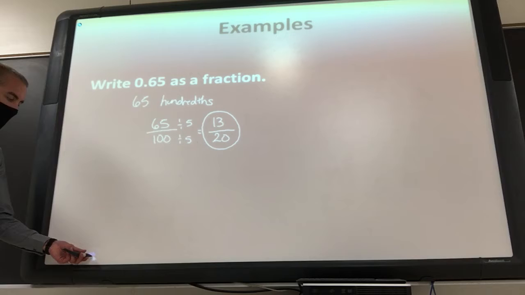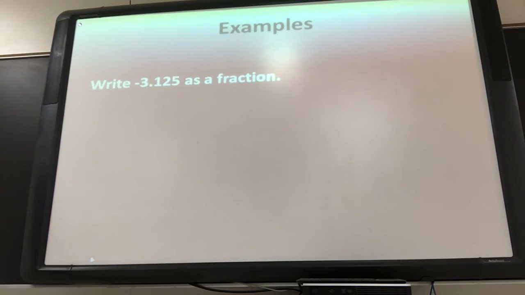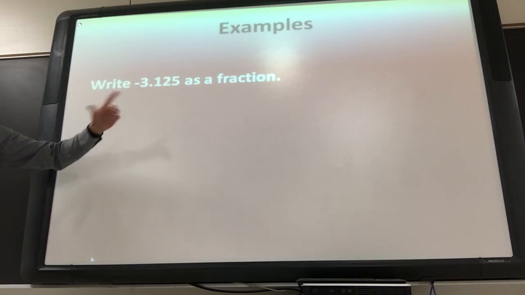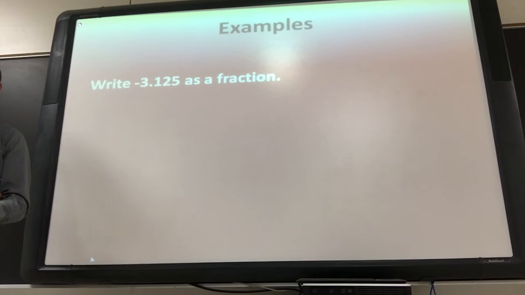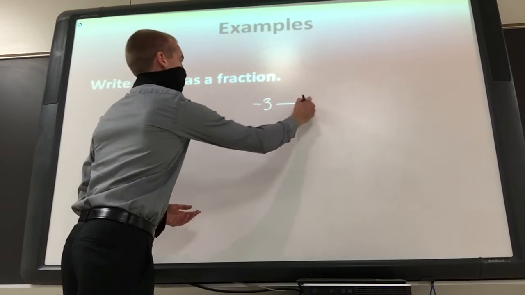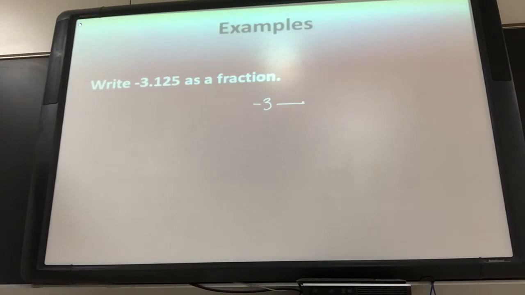Okay, so let's look at our second one. Negative 3.125. So what I would do is, wherever you're going to write your answer, go ahead and put that negative 3. That's going to be the whole number. This will be a mixed number when you write it as a fraction. So negative 3, and then we've got to figure out what the fraction part is going to be in this mixed number.